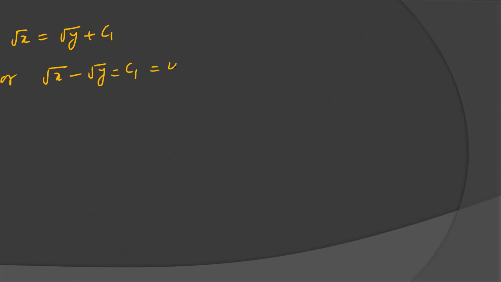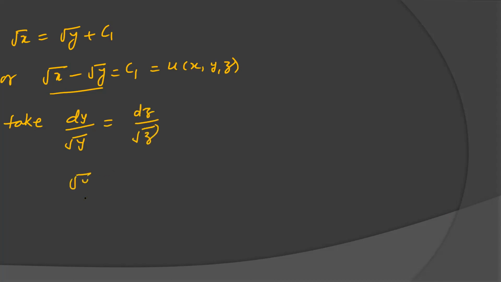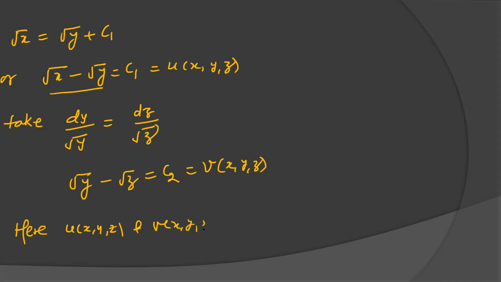This is your first solution, u x, y, z. I told you in the elimination of arbitrary functions in lecture 1, this can be written as u x, y, z. So this is your first solution, root x minus root y equal to the constant c1. Take the second proportion, dy over root y equal to dz over root z. Similarly, you can solve and you will get root y minus root z equal to c2. That is our second solution, v x, y, z. Here u x, y, z and v x, y, z are linearly independent solutions.